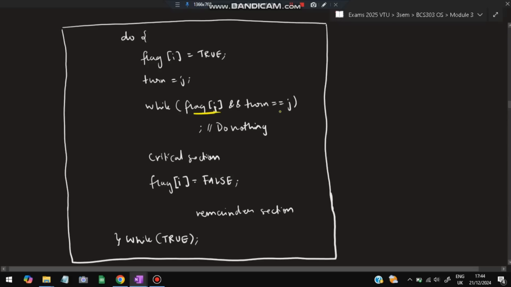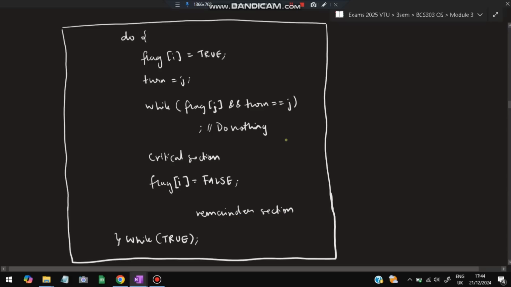So if this is true and this is true, that means it will keep on going and the process will be continuing. j will be executing. And when will this be over? This will be over when flag[i] becomes false. If flag[i] becomes false, then we go to the remainder section, and the previous process, which was pj, will be executing.